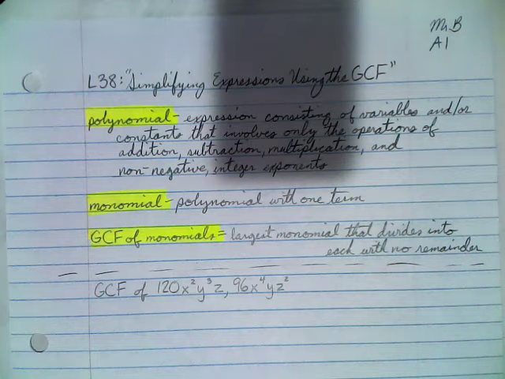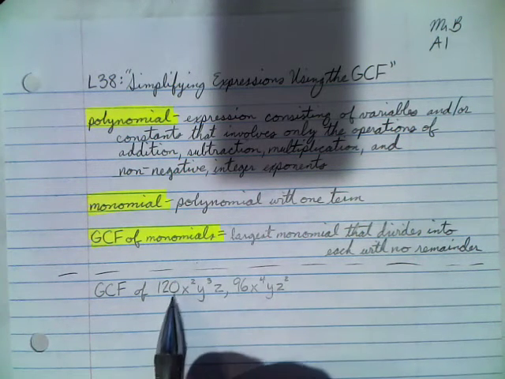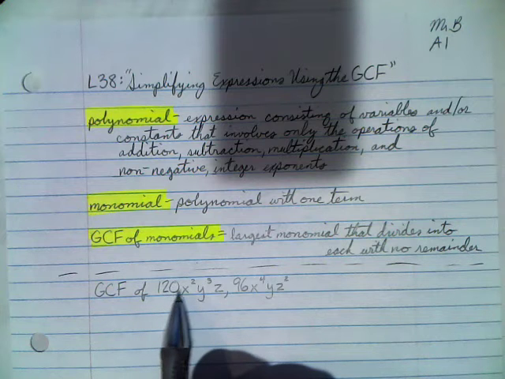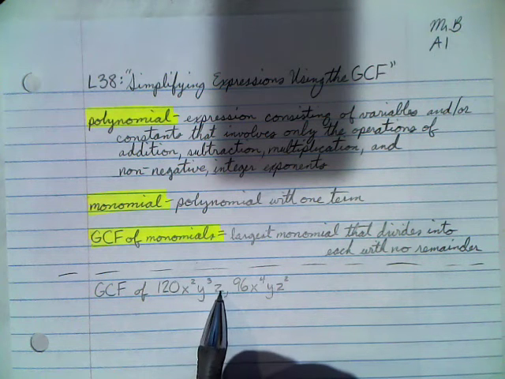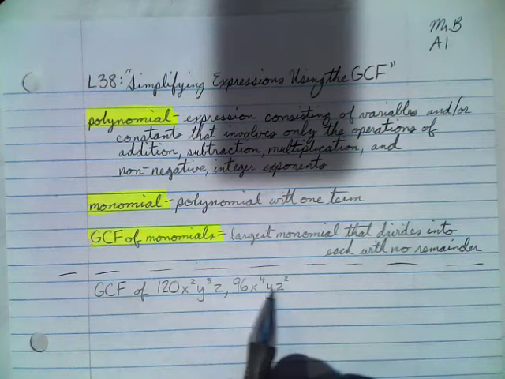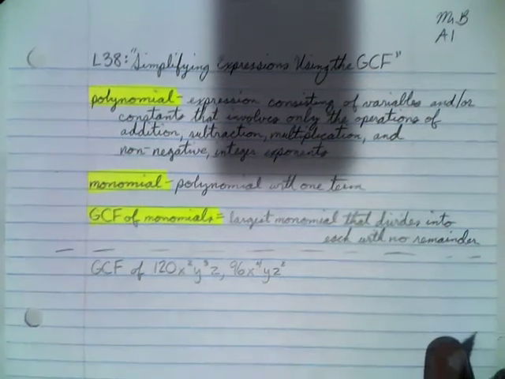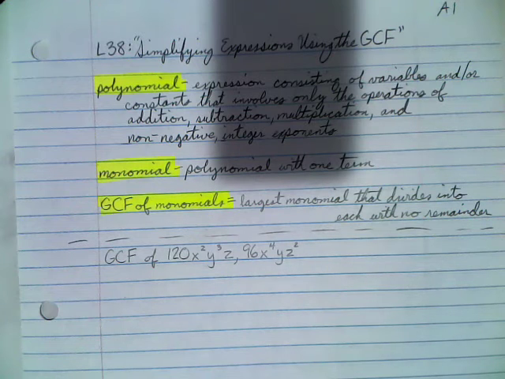So today we're going to be taking a look at the GCF of monomials, so the greatest common factor of monomials. And this is the largest monomial that divides into each number with no remainder. And we're going to use a couple different techniques for how to find the GCF of two monomials. So here I have two monomials, 120 x squared y cubed z and 96 x to the fourth y z squared. So one way to find the GCF is to prime factorize both of these terms.